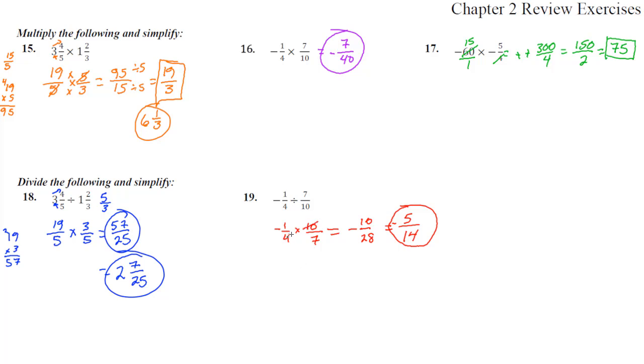Notice we could have canceled a 2 out of there and a 2 out of there, and we get negative 5/14. Excellent.